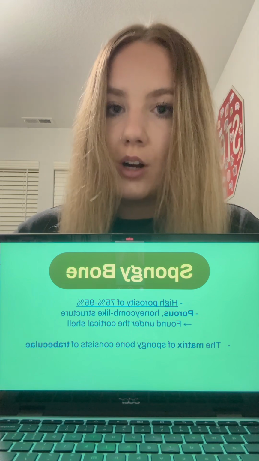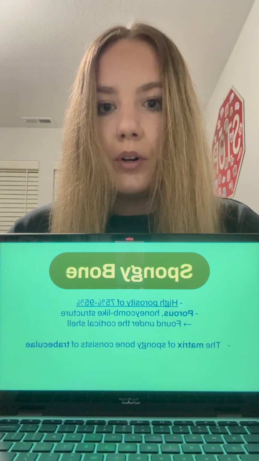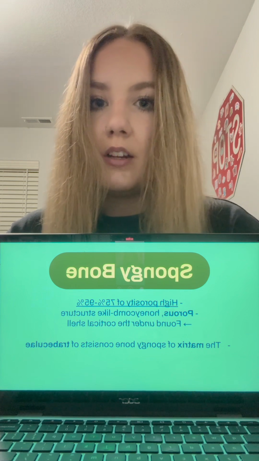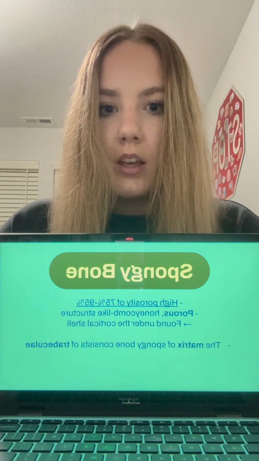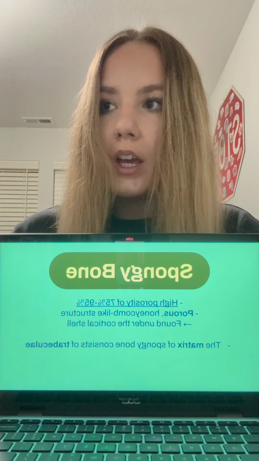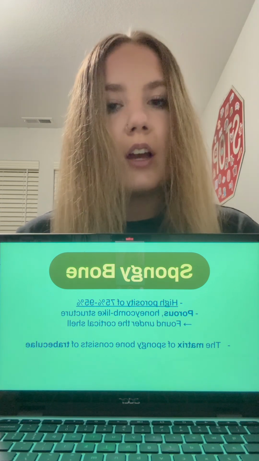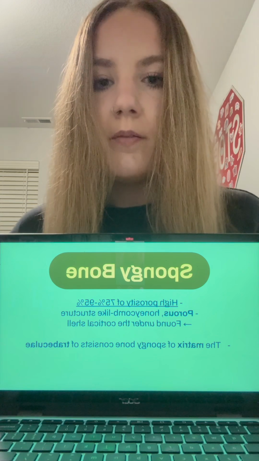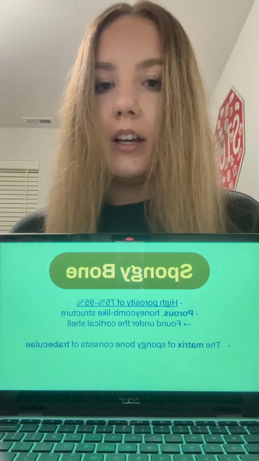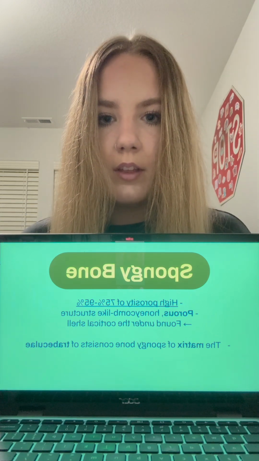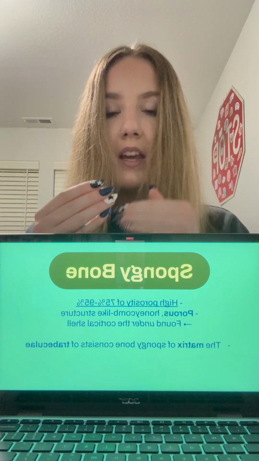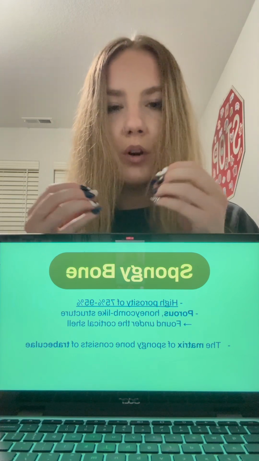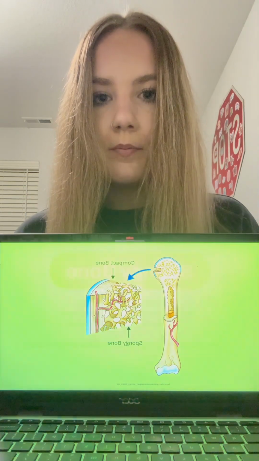So they have a high porosity, and that number is 75% to 95% instead of 5 to 10. So they're porous looking. They kind of have a honeycomb look to them. Again, not super compact, and they're, again, not as hard. And then they're found beneath that cortical shell, so more in the inside of those bones.